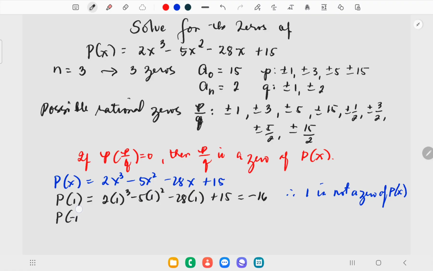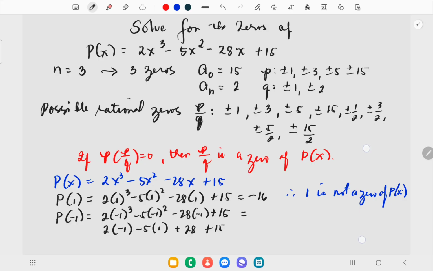There. So we check for the next value. We check negative 1. So we replace all the x's with negative 1. Thus, we have 2 times negative 1 raised to 3, minus 5 times negative 1 raised to 2, minus 28 times negative 1, plus 15. Of course, you can make use of your calculator to facilitate the solution. When you raise negative 1 to an odd exponent, it remains negative, while if you raise it to an even number, that would be positive. Then negative 28 times negative 1 is a positive 28, plus 15.